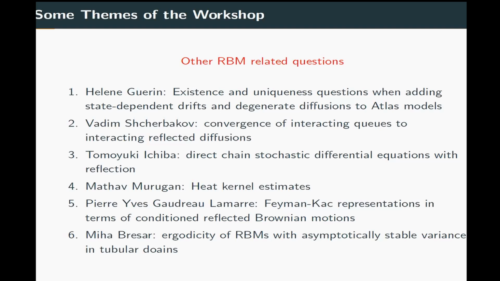That was very interesting. And then Miha Brassard talked about the ergodicity of RBMs, with joint work with Alex, about asymptotically stable variance in tubular domains. I hope my summary is okay, is reasonable, right? So, sort of trying to understand when the earlier parts of the diffusion matter or not in terms of ergodicity properties. Okay.